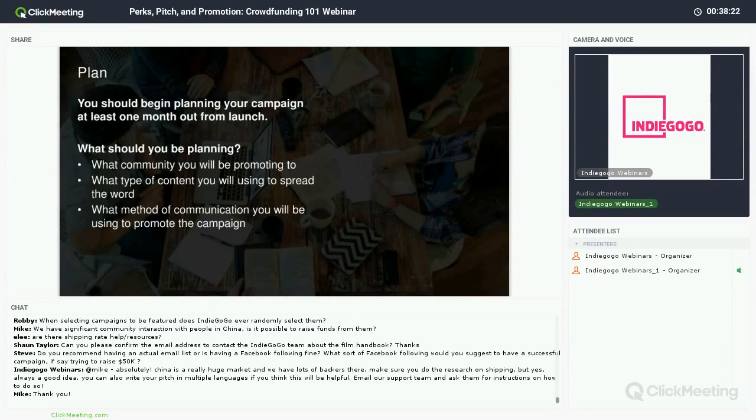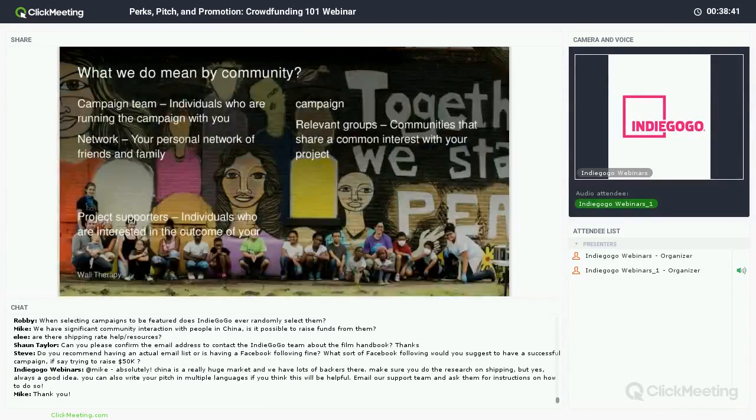And then what method of communication will you be using to promote the campaign? So are you going to be mostly relying on email? Are you mostly going to be relying on social media? Is it going to be Facebook versus Twitter? Is it going to be Instagram? Like, what are you going to be using to communicate this campaign to your audience? So you really need to think through these things and get a little bit more into what community means.